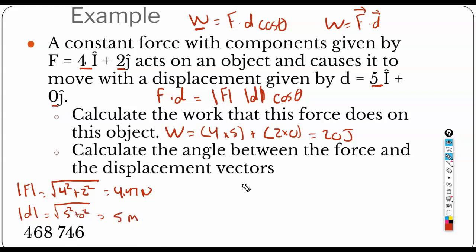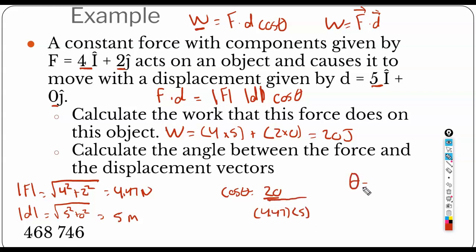And so to get the angle theta between the two, I would do cosine theta is equal to the dot product, which is 20, divided by the magnitude of F, which is 4.47, times the magnitude of D, which is 5.